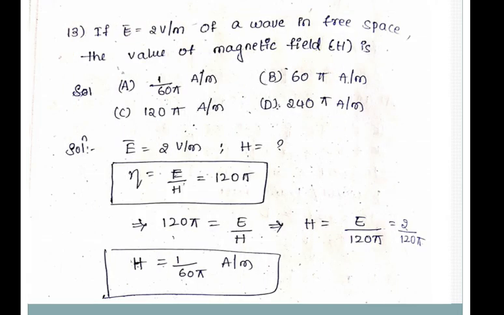And the next question: if E bar equals 2 volts per meter of a wave in free space, the value of magnetic field is. So here we need to calculate the value of magnetic field. For that I am taking the formula eta equal to E by H. Here the E value is given, and we know that eta equals E by H, that is equal to 120 pi. So 120 pi equals E by H, so H equals E by 120 pi. The E value is 2, so I am substituting 2 here. So the H value, that is the magnetic field value, is 1 by 60 pi ampere per meter.